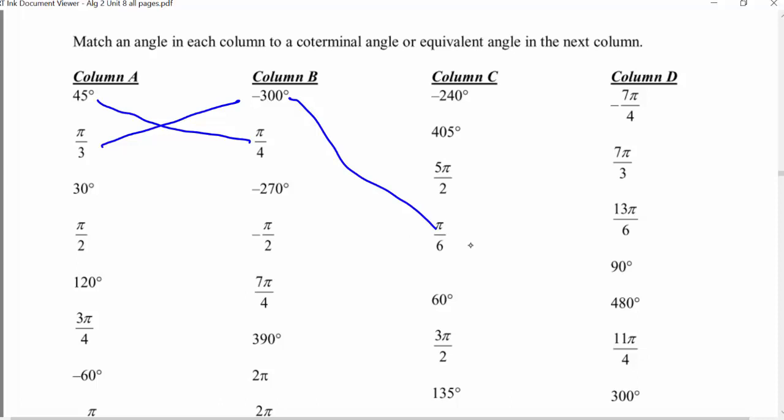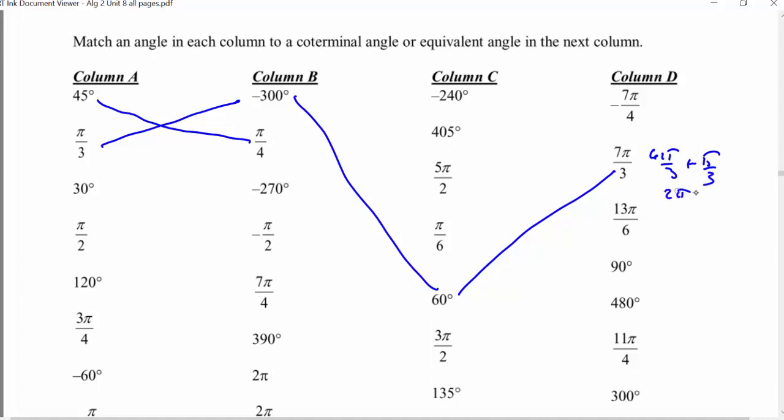60 degrees. Negative 300. Nah, not pi over 6. What am I doing? Negative 300. Pi over 3 is the same as 60 degrees. And 60 degrees is the same as 7 pi over 3, because that's really 6 pi over 3 plus pi over 3. That's really 2 pi plus pi over 3. So they're all connected. You see that? So that's what you have to do.